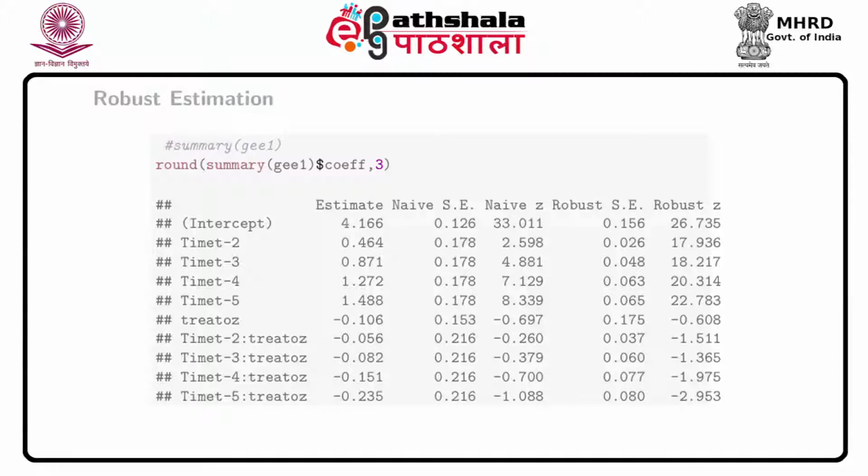We get the estimates, and the summary of GEE1 doesn't produce the p-values, but we have the naive standard errors as well as the robust standard errors.